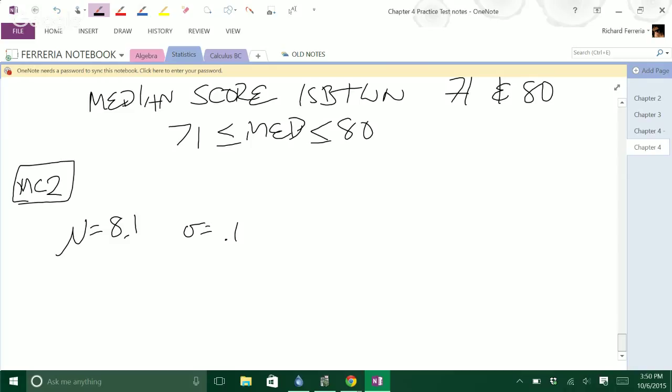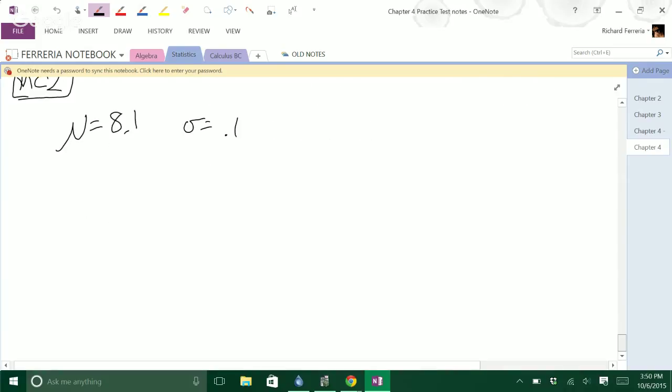Using mu and sigma, because this is not a sample. If you take a look at all the candy bars together that have ever gone through the machine, the mean was 8.1. So we want the proportion of chocolate bars that are between 8.2 and 8.3. So we want to know what proportion are between 8.2 and 8.3.